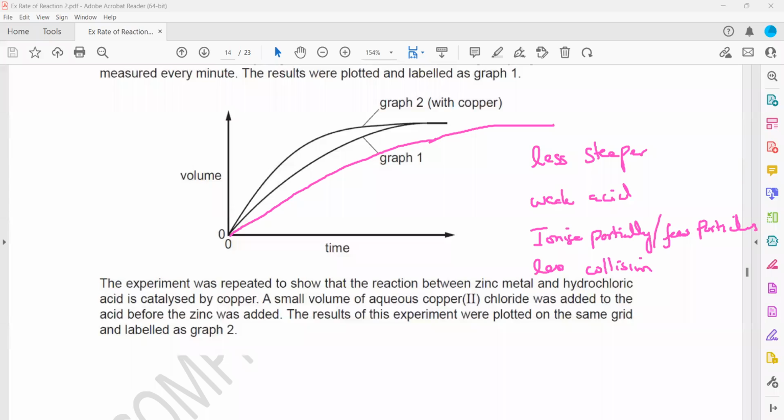So how do you score 4 marks? 1 mark, you mention lower gradient or less steep. Second mark, you mention the rate of the reaction is slower because ethanoic acid is a weak acid. Then you will mention it contains few particles. That is the third mark. When you mention there are fewer collisions, you score the fourth mark.